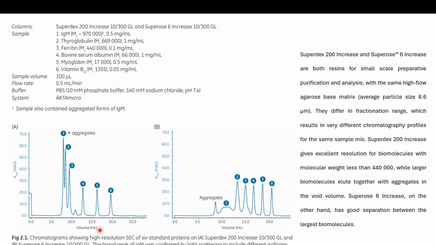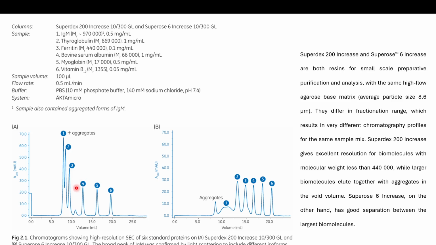So this particular resin, which has a certain composition or porosity of the matrix, will properly separate biomolecules less than 440 kilodalton. Like BSA at 66 kilodalton, myoglobin at 17 kilodalton, and this one at 1.3 or 1.4 kilodalton, vitamin B12. Based on the sizes, they elute very nicely as well separated peaks.